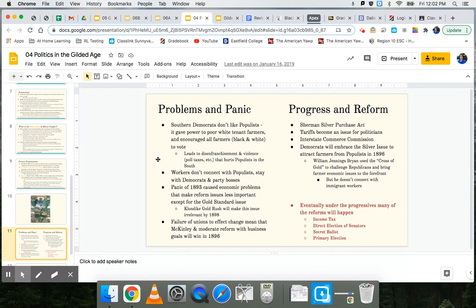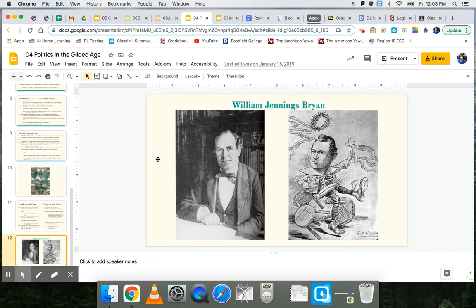We'll see that begin to be resolved as we move into the progressive era. And the reforms that the Populist Party was talking about will eventually become the standard for the progressive movement, right? Income tax, direct election of senators, secret ballot, primary elections, those will be pretty permanent things.